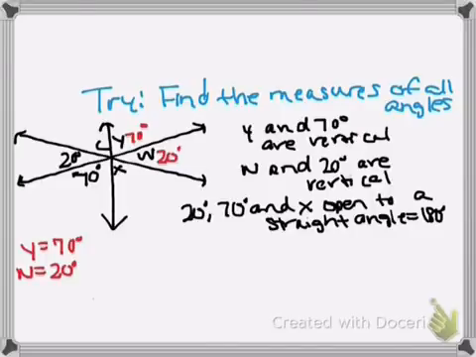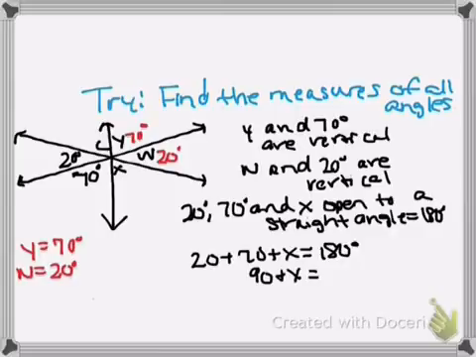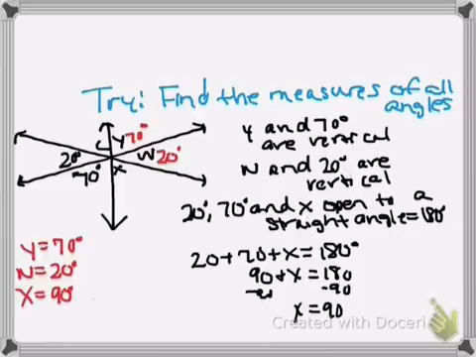Now I've added a statement that the angle 20 degrees, 70 degrees, and angle X, they all open to a straight angle. Do you see that? That those three angles together would equal 180 degrees. So that information is going to help me find X. 20 plus 70 plus X is going to equal 180 degrees. Combine like terms, subtract 90 from both sides, and we'll see that X equals 90. So now I know the measure for X.